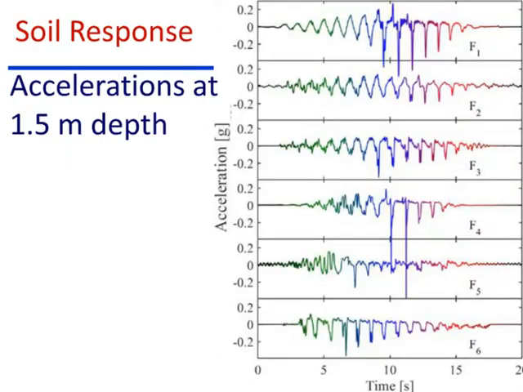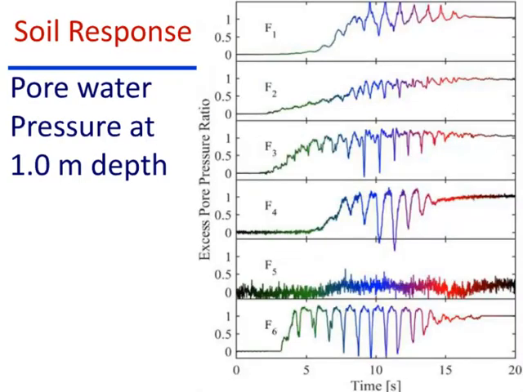These are the corresponding soil accelerations along the central array at 1.5 meter depth at the 6 different facilities. Again, there are similarities and discrepancies, and we need metrics. These are the corresponding pore water pressure time histories at 1 meter depth, and it shows that the soil deposit had liquefied during the shaking.